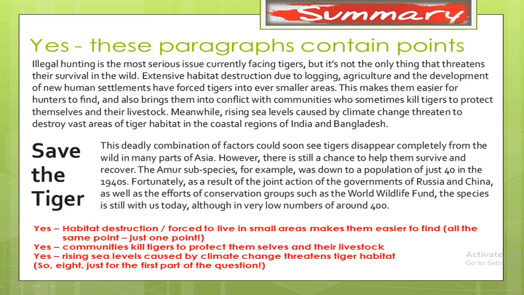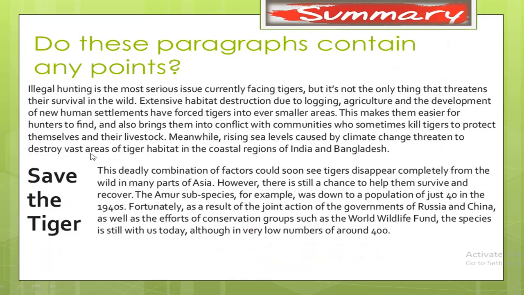Okay, let's look at this area. It starts from illegal hunting to around 400. What are the points mentioned here? Illegal hunting is the most serious issue currently facing tigers, but it is not the only thing that threatens their survival in the wild. Extensive habitat destruction due to logging, and so on. We can read up to conservation groups such as the World Wide Fund. The species is still with us today, although in very low numbers of around 400.